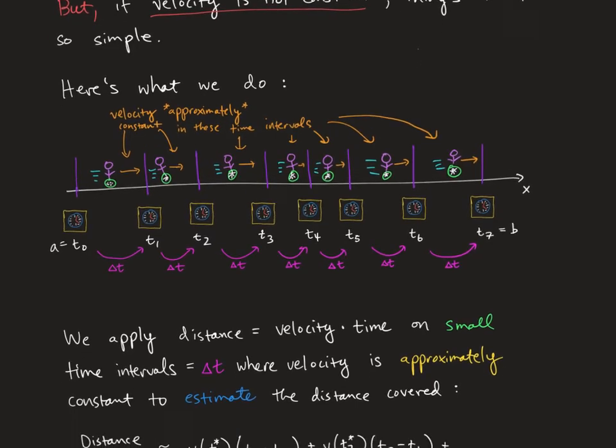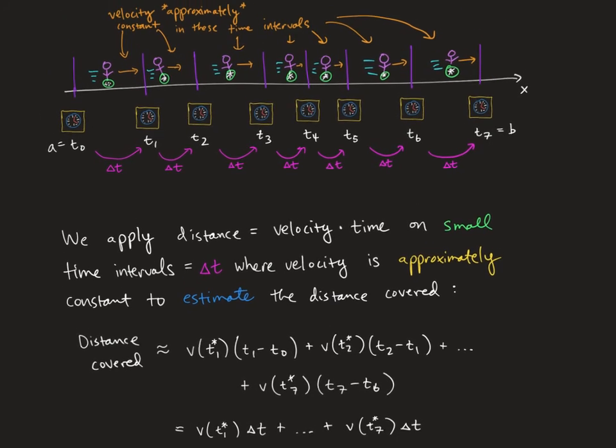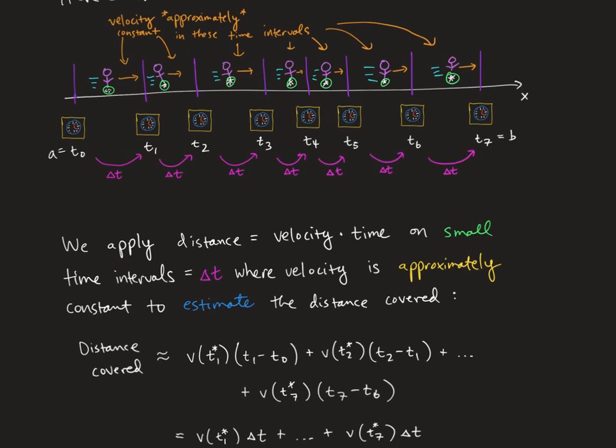Okay, so what that leads us to is the following. We can estimate the distance covered because we now have an estimate for the distance covered in each of these small time intervals. In each small time interval, we can pick a time, look at the velocity, and estimate the distance covered, and do that for each of these intervals. That will give us an estimate of the distance covered on each of those small time intervals, and then we just add them up.